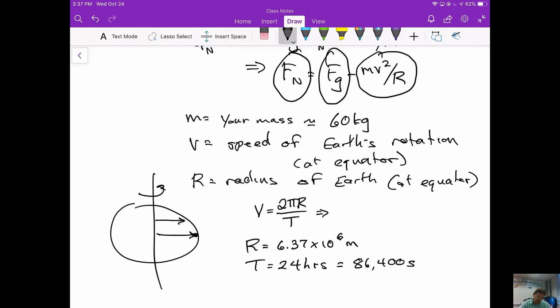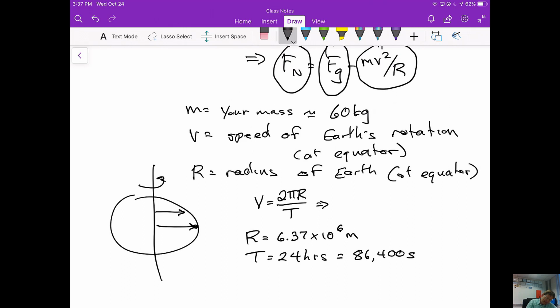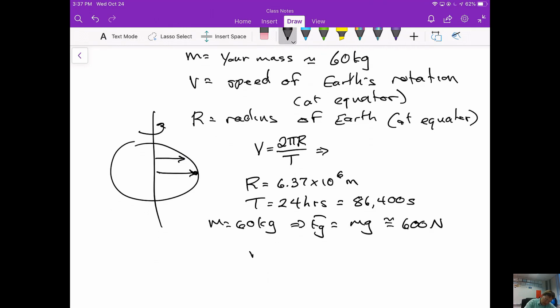So I just looked up and calculated some numbers. The radius of the Earth at the equator is 6.37 times 10 to the 6 meters. The period of rotation, we go once around every 24 hours. That's 86,400 seconds. And so now it's just a plug in. Let's say your mass is 60 kilograms, then your weight, Fg, is equal to mg, which equals 60 times 9.8, which is about 600 newtons, right? So your weight is about 60 times 10 meters per second squared, which is 600 newtons. And then we can compare that to mv squared over r.